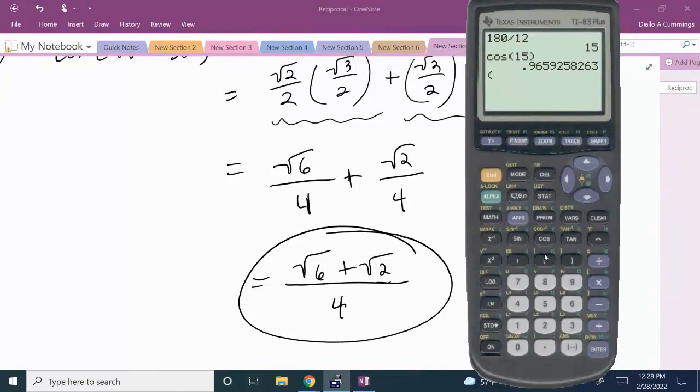So I'm going to use the begin set of parentheses. We have the square root of 6 plus the square root of 2. I'm going to close off my square root, close off the numerator, divided by 4. All right, and we have the exact value.